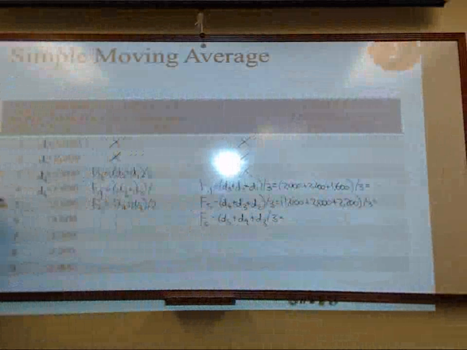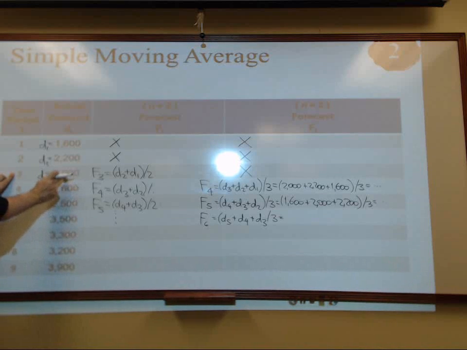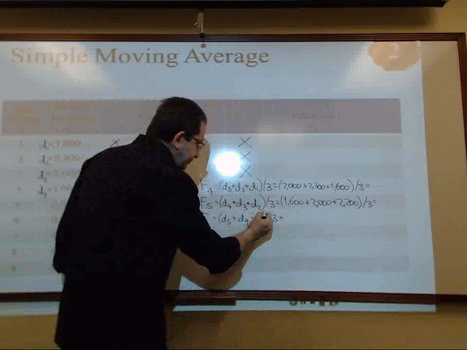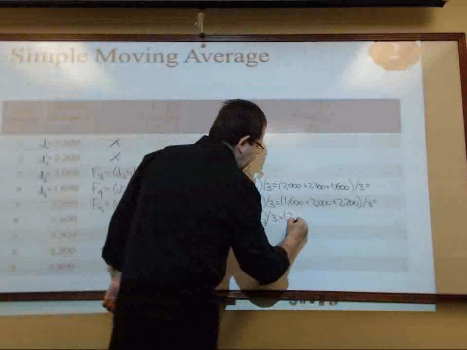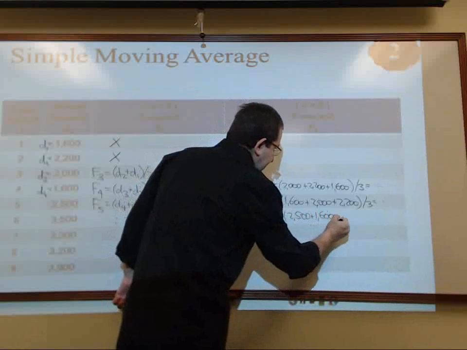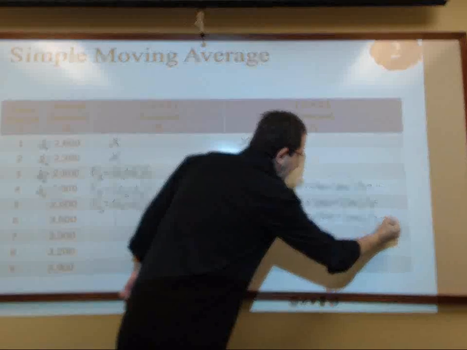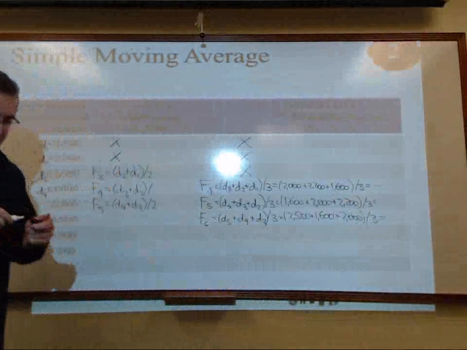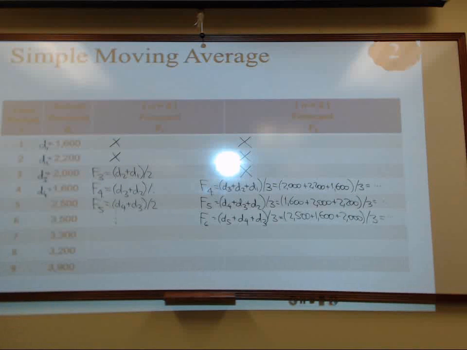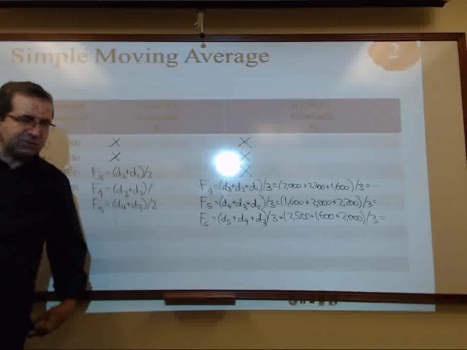For period 6, I need the most recent 3: 2,500, 1,600, and 2,000. So 2,500 plus 1,600 plus 2,000 divided by 3 equals whatever that number is. Now, this is how you do a simple moving average with n equals 2, 3, 4, etc.